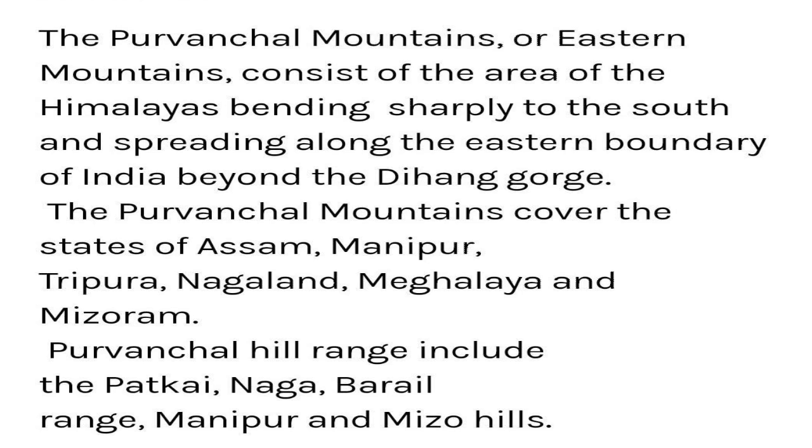These hills running through the northeastern states are mostly composed of strong sandstones, which are sedimentary rocks. They are covered with dense forest and mostly run as parallel ranges and valleys. The Purvachal comprises the Patkai hills and the Naga hills, and we also call them the Manipur hills and the Mizo hills.